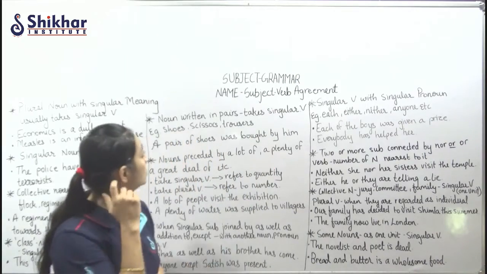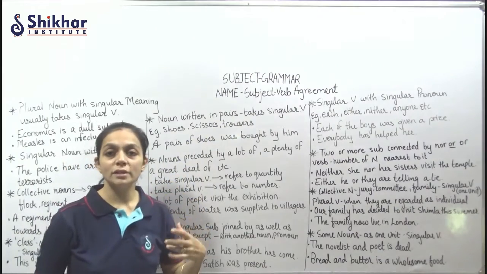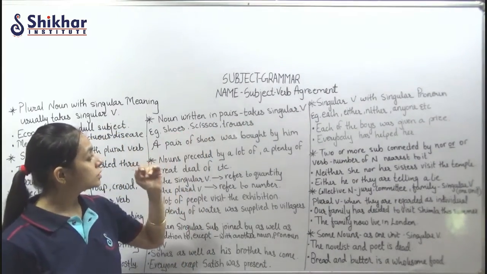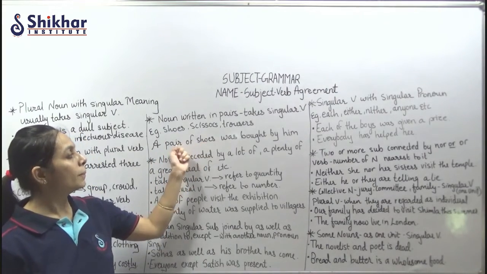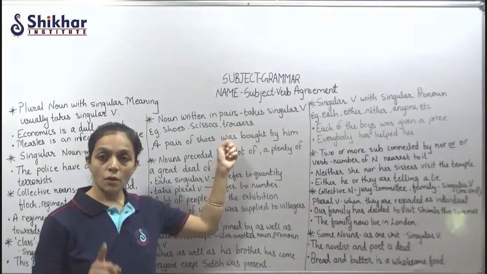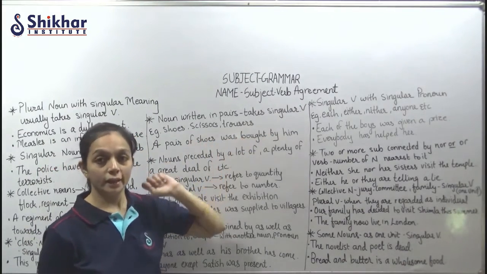Then nouns written in pairs. Whenever we are writing the names in pairs, scissors, trousers, shoes, a pair of shoes. A pair of shoes, so even though it is two shoes, we are going to consider it as one. So a pair of shoes was bought by him.